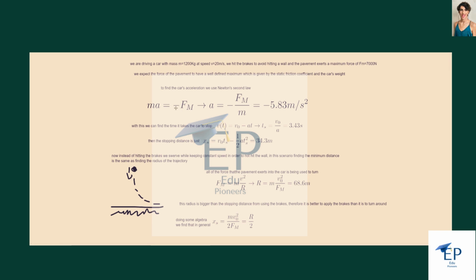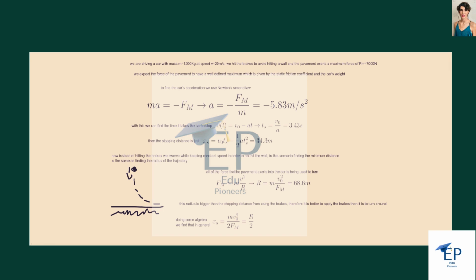Now what we're first going to do is find how quickly the car is decelerating. For this we use Newton's second law, F equals ma, with a minus sign here because the car is slowing down. If we solve for a, we just have minus Fm over m, which is minus 5.83 meters per second squared. This is the deceleration of the car.